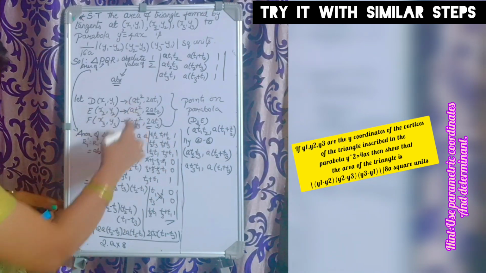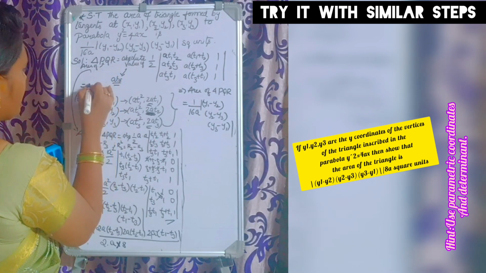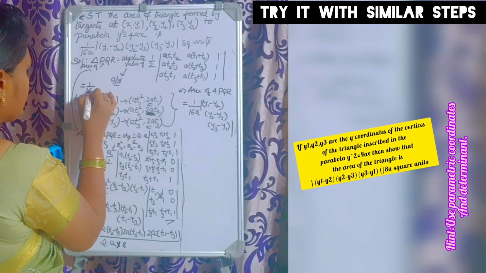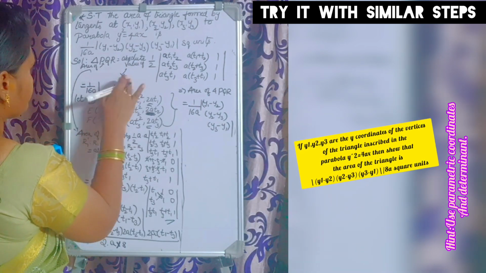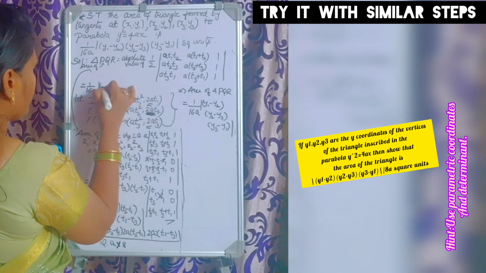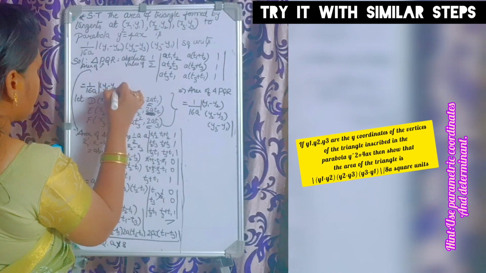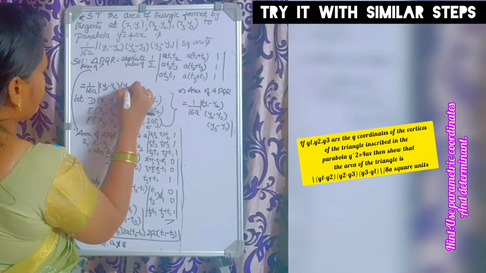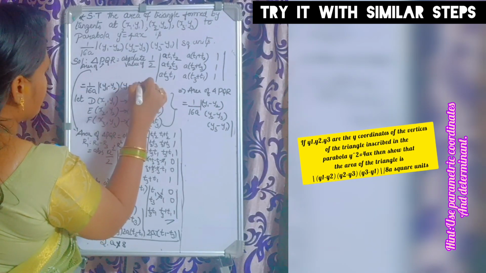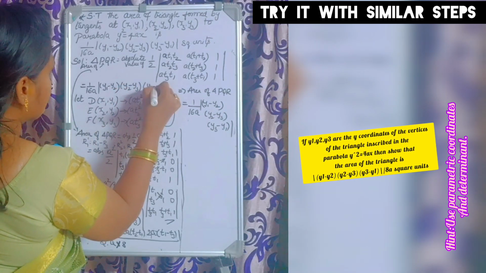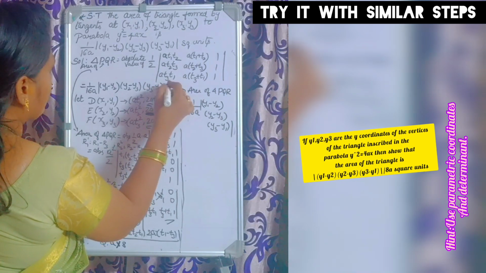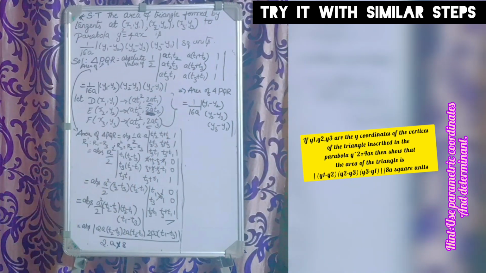So if I substitute the values, the area of triangle PQR is 1 by 16a into (y1 minus y2)(y2 minus y3)(y3 minus y1). Don't forget to write units.